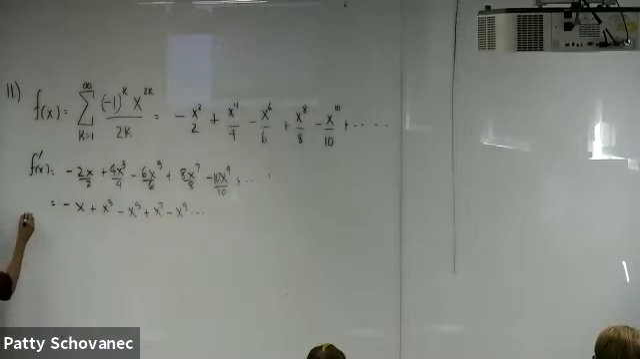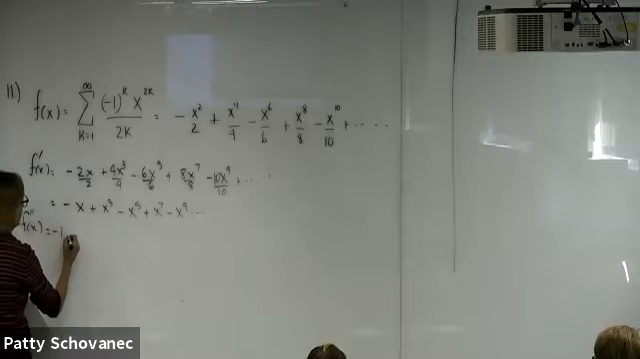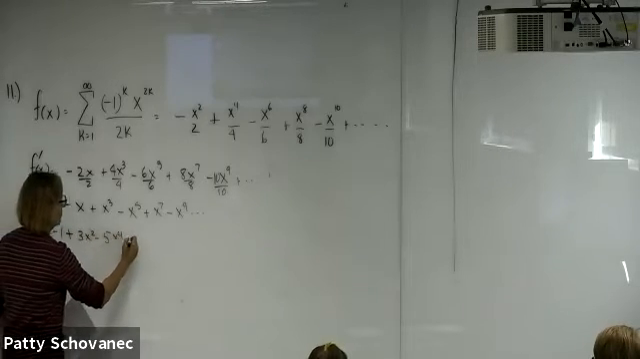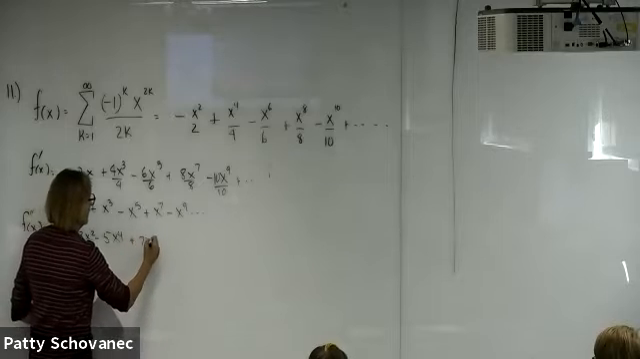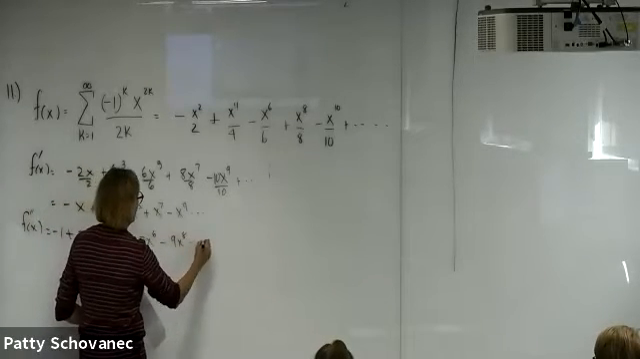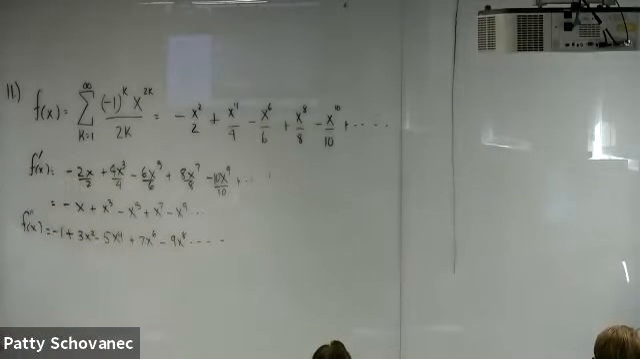Now my second derivative will give me -1 plus 3x squared minus 5x to the 4th plus 7x to the 6th minus 9x to the 8th and higher powers. We having fun yet? Here's my third derivative.